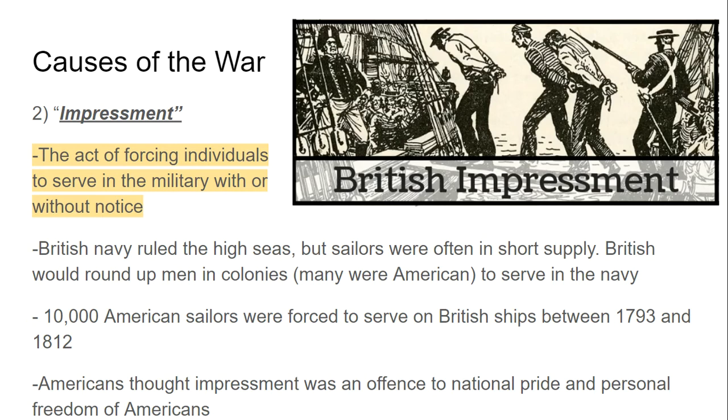It was essentially kidnapping. It was essentially putting people into slavery to fight in the Navy. And the British were able to justify it by saying, "Oh yeah, well, you used to be British, and if you left the British Navy, that means you're a deserter, and that's punishable." Americans thought impressment was an offense to their national pride and their personal freedom. And needless to say, the Americans were not impressed with the idea. Get it? Impressed. They weren't impressed.